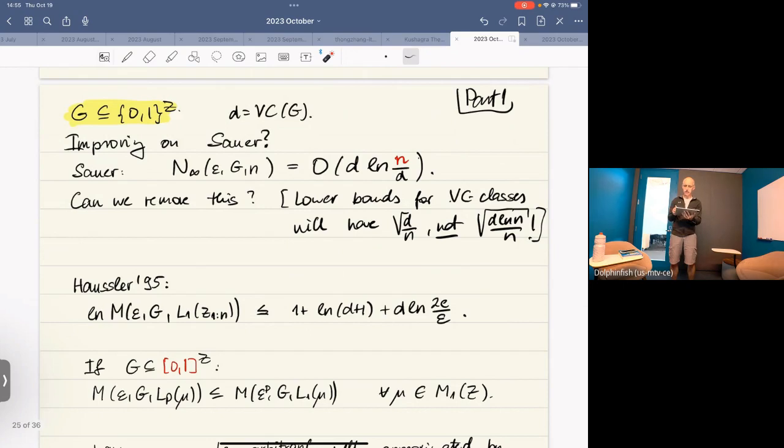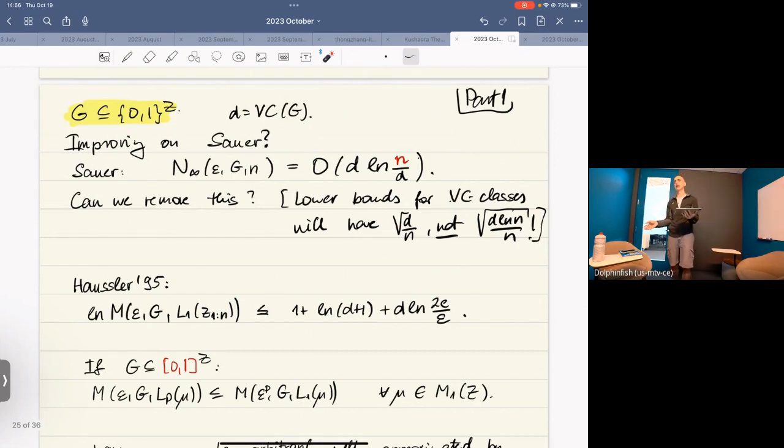So if you have a VC class, then currently we have an upper bound of this form for uniform deviations, one-sided, two-sided, doesn't matter. So basically it scales with square root of d log n divided by n. And the point is that if you try to work out the lower bound, you will see that the log n is not in the lower bound.